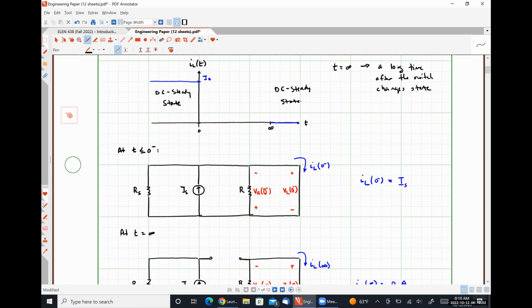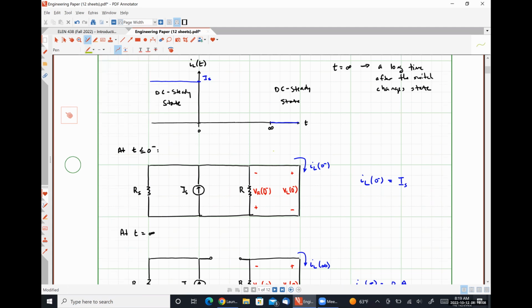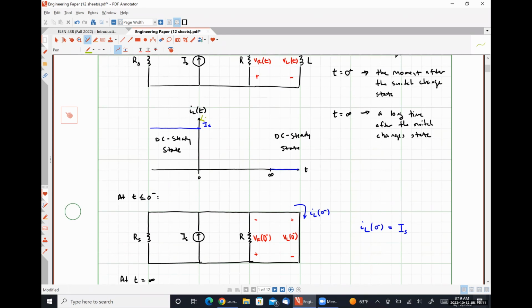Now, what's going on between these two times? So from 0 to infinity is what's called the transient condition for the system. So this is when the system is undergoing some type of change and experiencing the effects of that change. In this case, that change is simply opening the switch, okay?